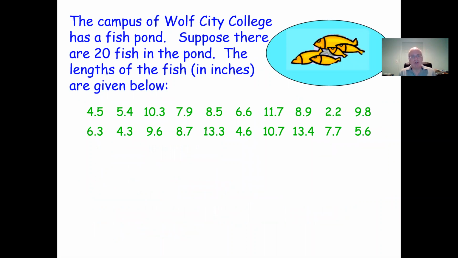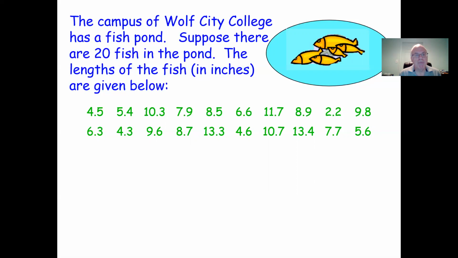So let's look at this very simple example. I like this example because I think it's so simple, and we're not dealing with any complicated scientific thing. So picture a college, they call it Wolf City College, and it has a fish pond. And suppose there are 20 fish in the pond. So the 20 fish is our population. That's the population of fish in the pond.